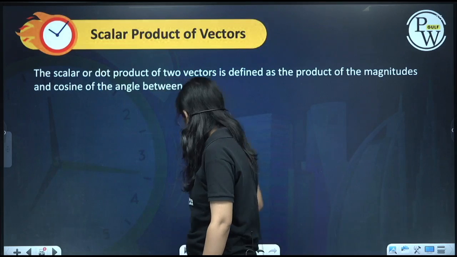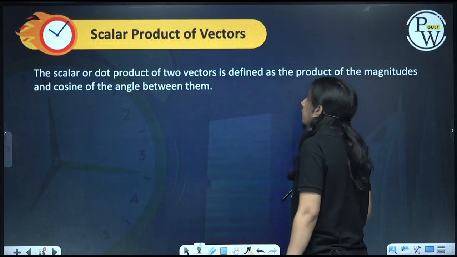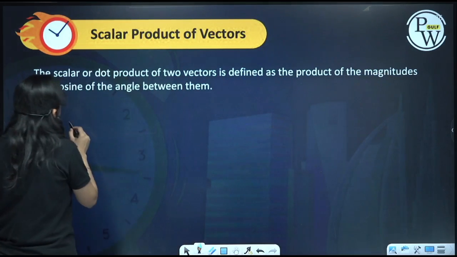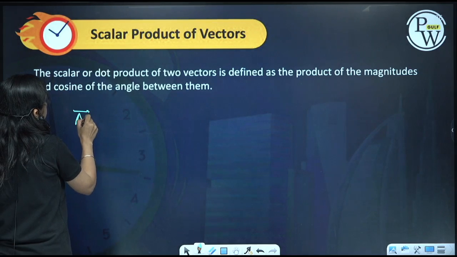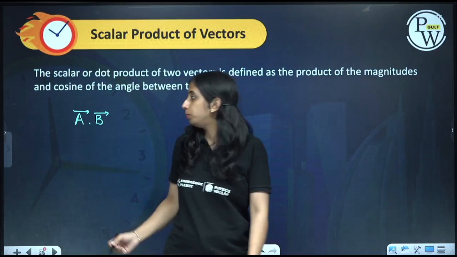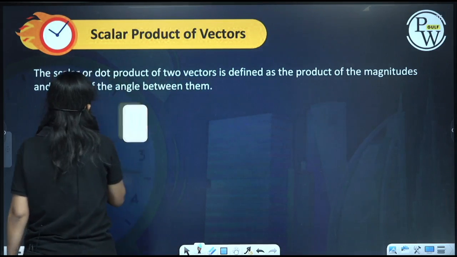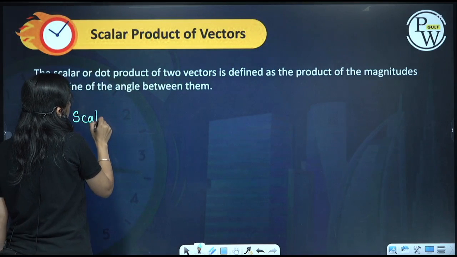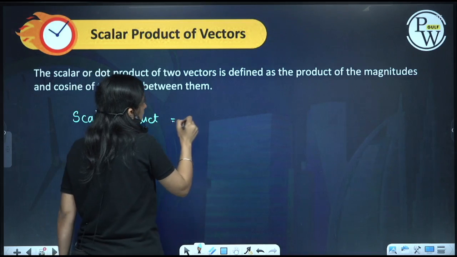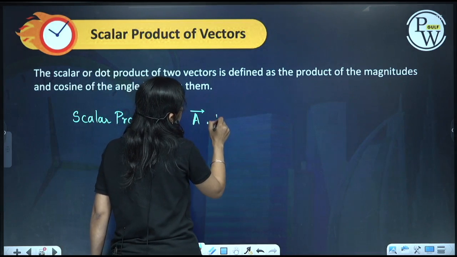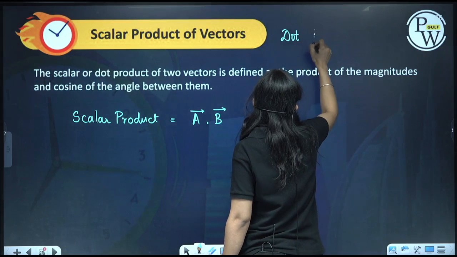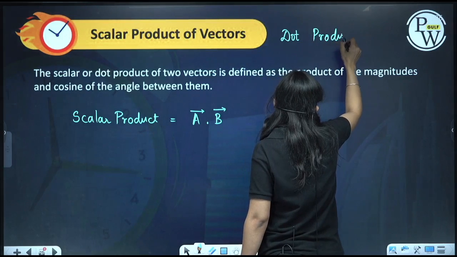Let's see scalar product first. Let's see scalar product of vectors. How do we define the scalar product of two vectors? The scalar product of two vectors A and B is written as A dot B. Because it has a dot, it is also called the dot product.